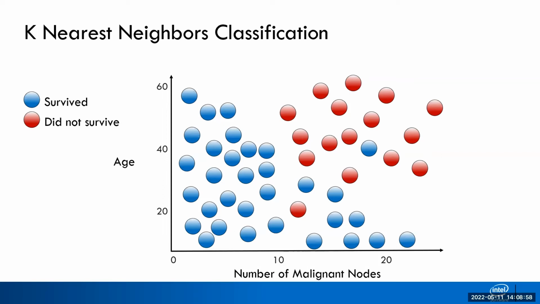So in this example, let's say we need to predict cancer survival in patients. The blue dots signify patients that survived, and the red dots signify the patients that did not survive. On the x-axis we have the number of malignant nodes, and on the y-axis we have the age. Based upon this supervised machine learning problem, we can predict the patient survival.